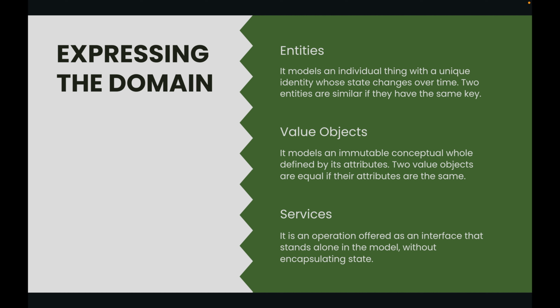How do you express the domain? We express the domain, first of all, by domain objects. We have two domain objects. One is entities. It models an individual with a unique identity whose state changes over time. So two entities are similar if they have the same key. A bit on this. What's an example of an entity? A student, for instance. An entity can change its attributes but not its identity.